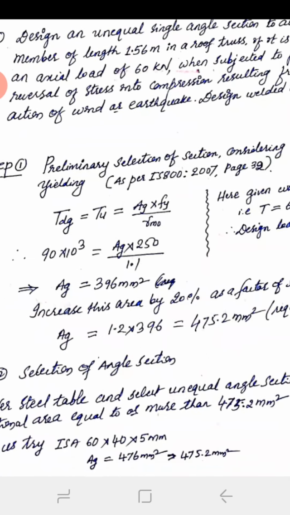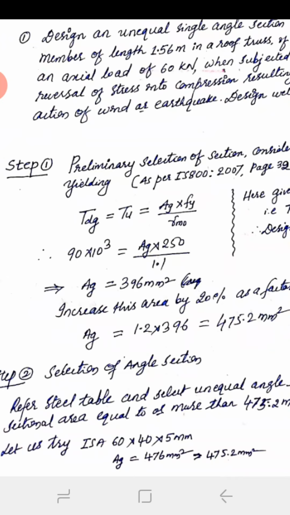So here let us try. I have selected ISA 60 by 40 by 5 mm, which satisfies the required area. The area of that section is 476 millimeter square, so it is almost equal to 475.2 millimeter square, just greater than the required area. Hence I have selected this ISA 60 by 40 by 5 mm.